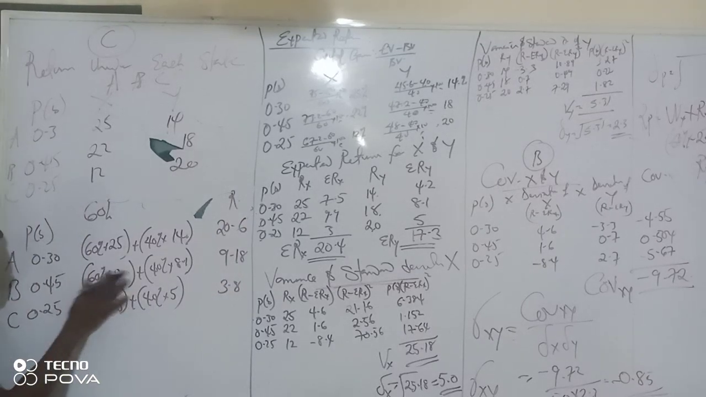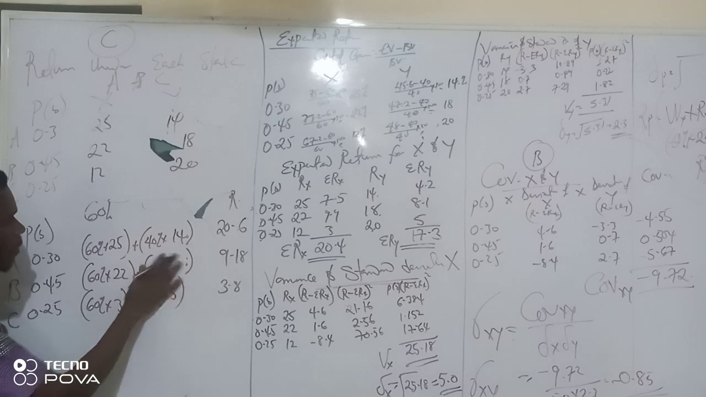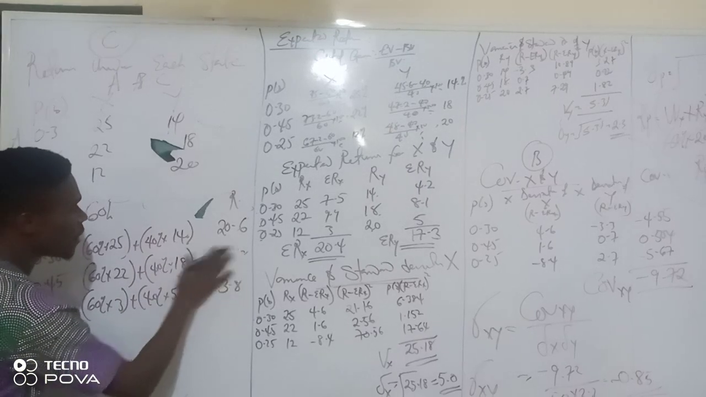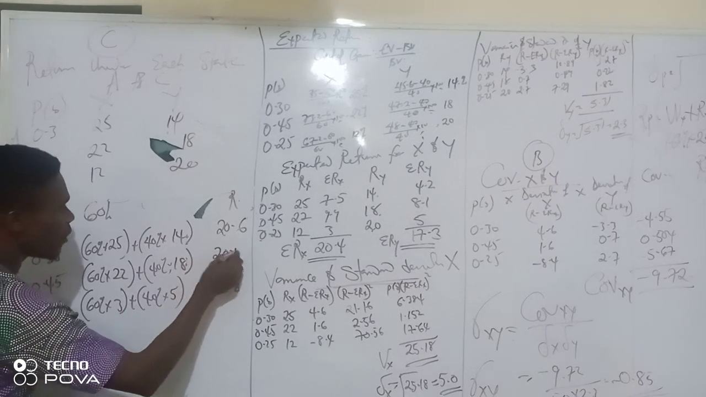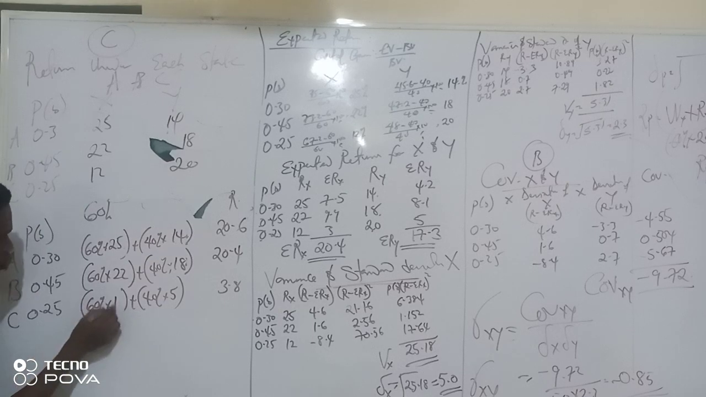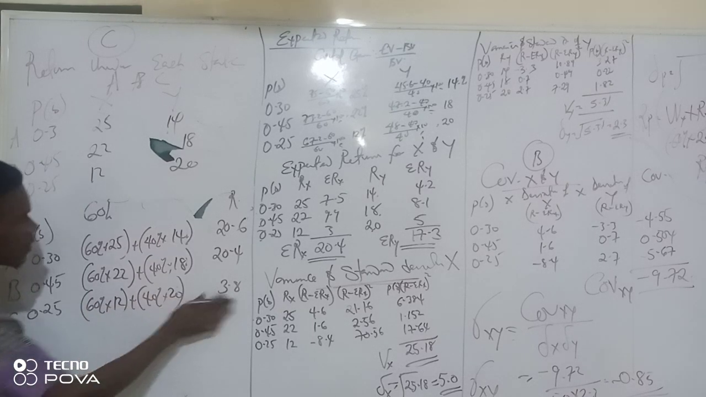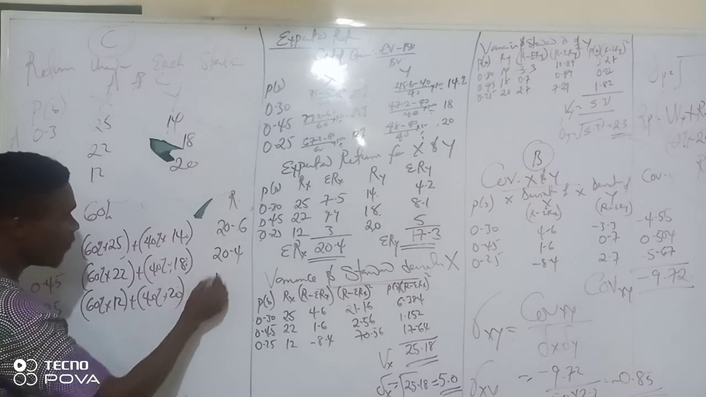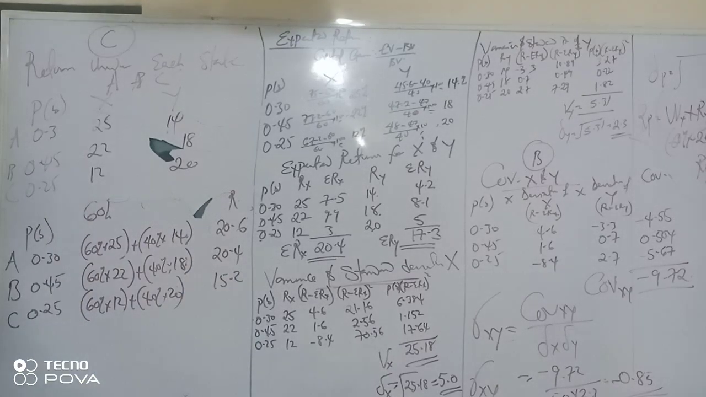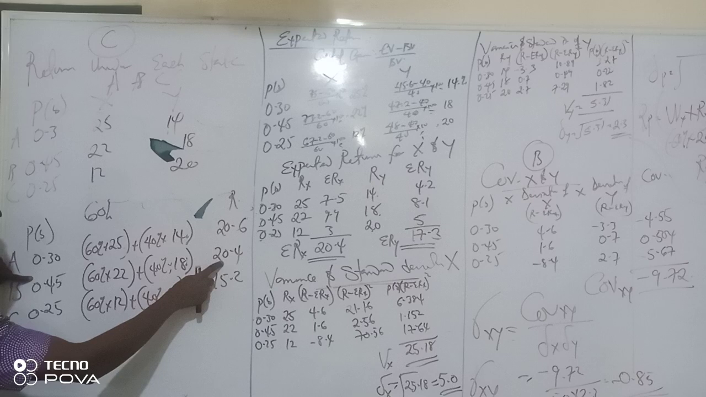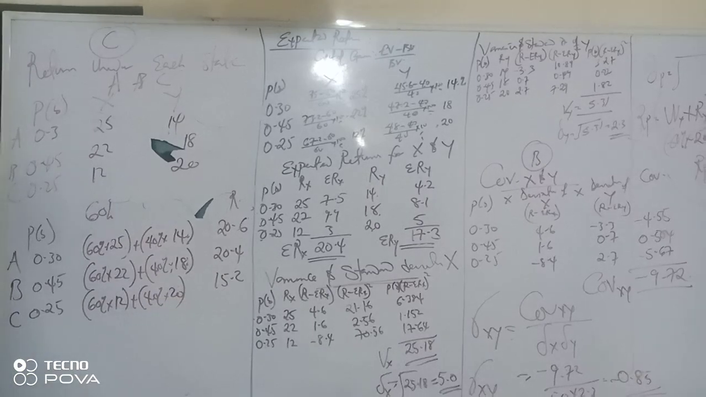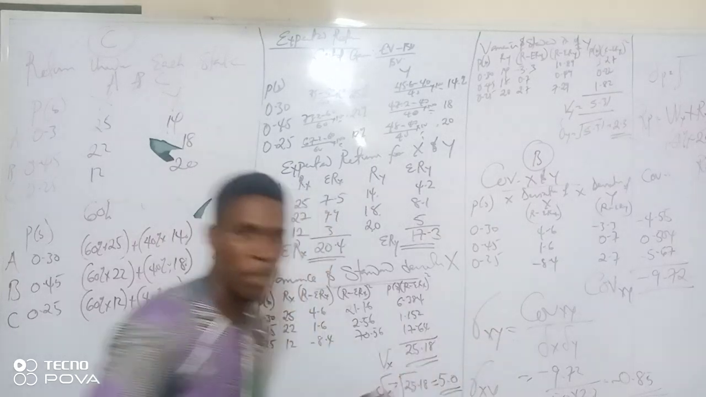20.6. Yeah. 22. 18. 20.4. 12. 15.2. So this is the return under each state now. For this state you expect 20.6, for this state you expect 20.4, and for this you expect 15.2. Use it now to determine the return on the portfolio.